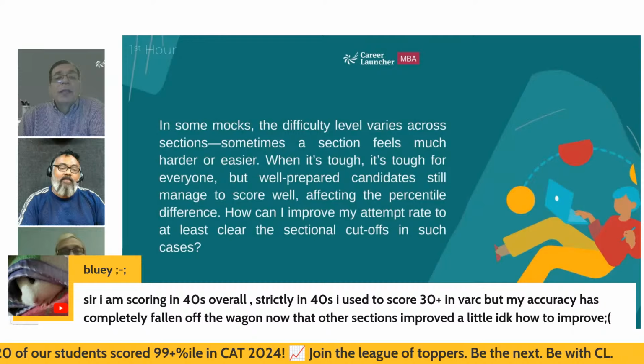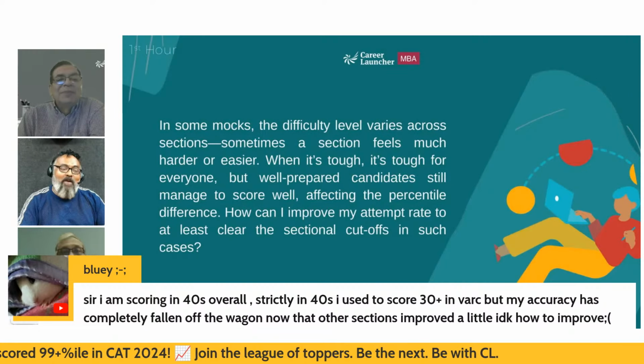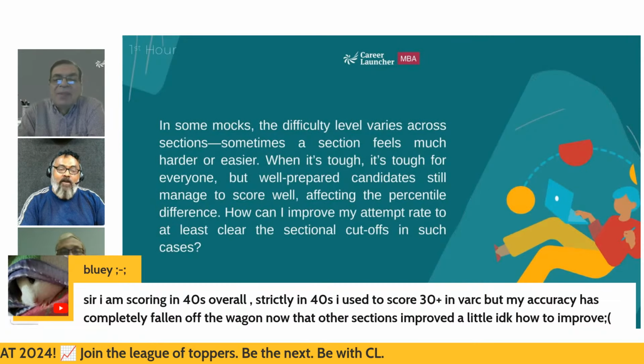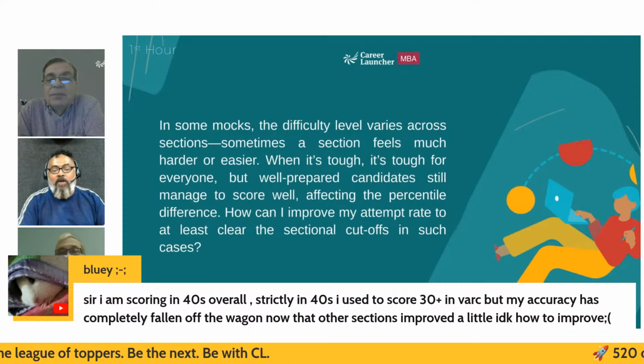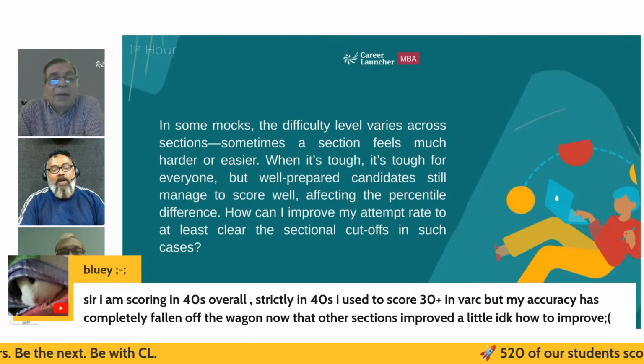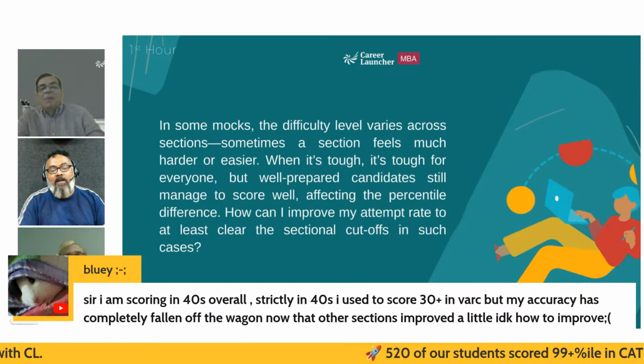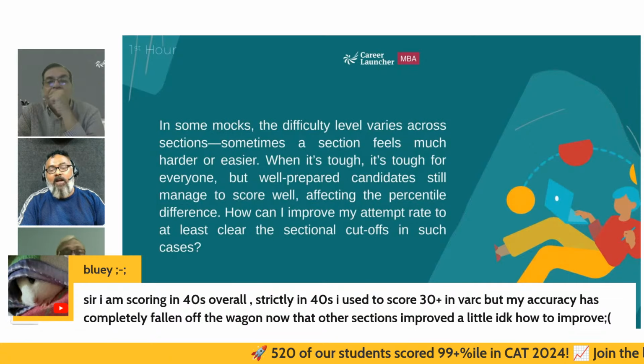Jijo, this question is for you. Verbal, that's why I gave it to you. Sir, I'm scoring in the 40s overall, strictly in the 40s. I used to score 30 plus in VRC, but my accuracy has completely fallen off the wagon. Now that the other section has improved a little, I don't know how to improve.